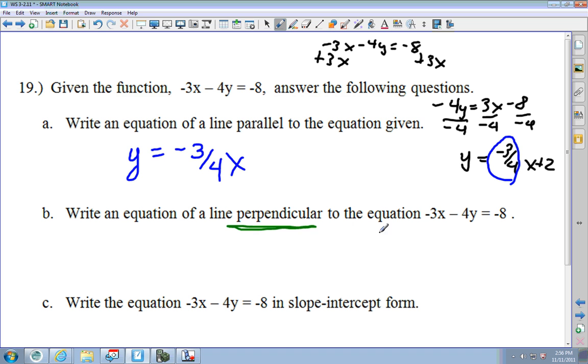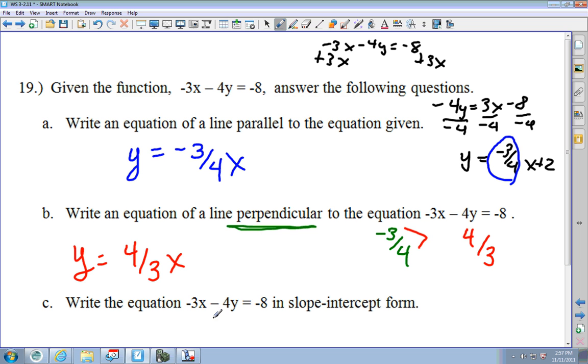Remember, here's my slope. Using the same equation, you need to flip them over. Right? Flip them over so they become 4/3. Since this is negative, it becomes positive. So you can have any equation where it is 4/3 x.